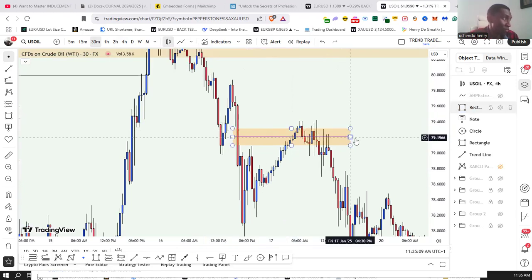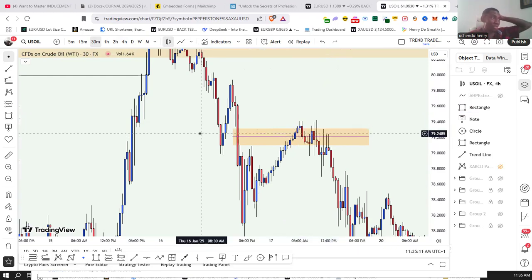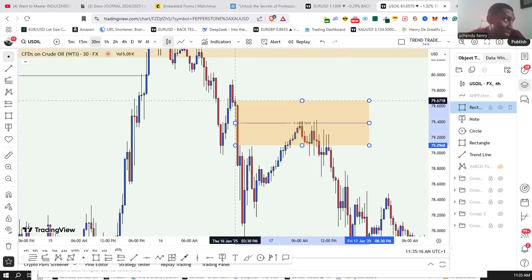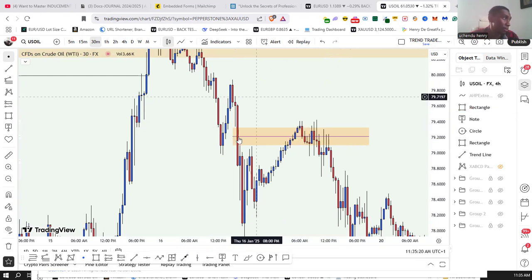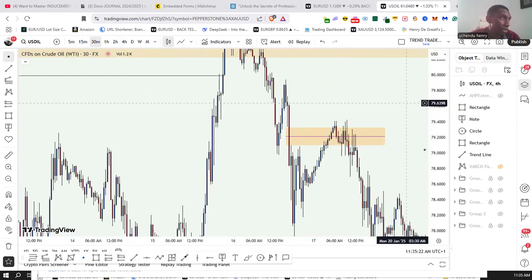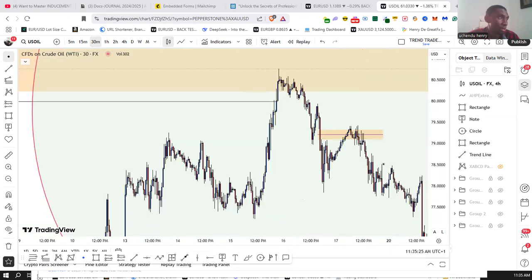It's advisable you use the fair value gap. Just use the fair value gap as entry. If you're using the order block, it's going to be a sniper entry. Sometimes it may not really get tagged. So use the fair value gap. It's still the same thing.